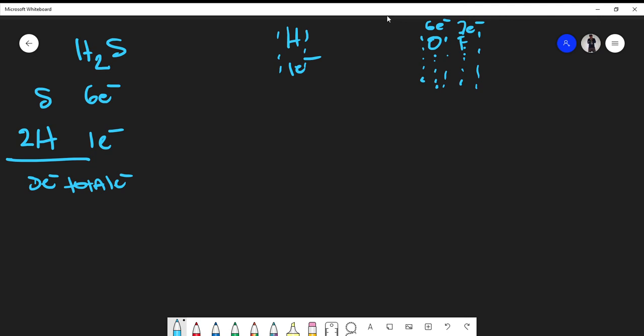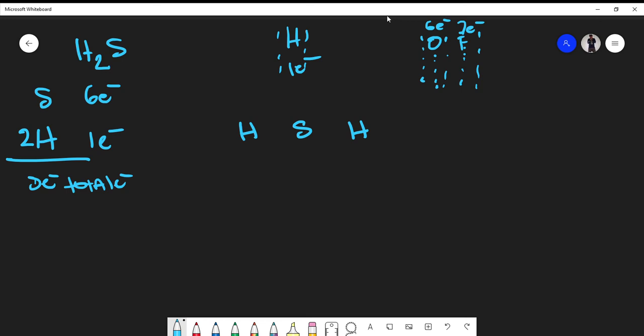Usually the atom that's furthest to the left, or the first in the molecular formula, is the atom that we place as the central atom. But in this case, hydrogen will never be a central atom. So just get that out of your head. Hydrogen will never be a central atom. So the only other option would be sulfur. Now at this point, I could just place my 2 hydrogens around sulfur.